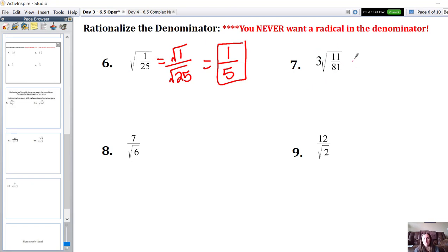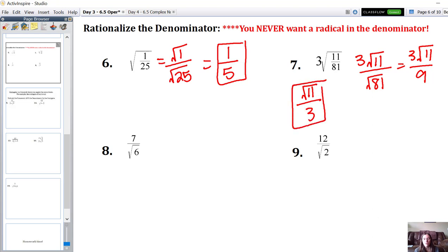We can do the same idea in number 7. We still have this 3 out front. Then we've got root 11 over root 81. But we know the square root of 81 is 9. And then we can simplify these integers. 3 over 9 reduces to 1 over 3. So we're left with 1 root 11 over 3.